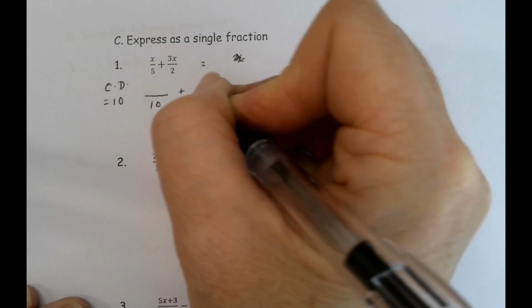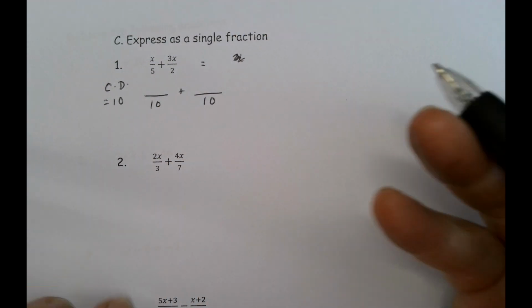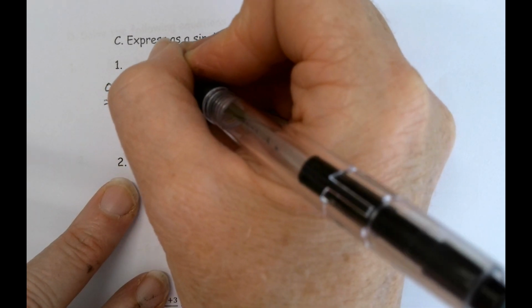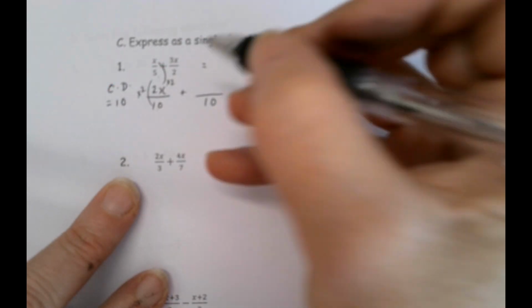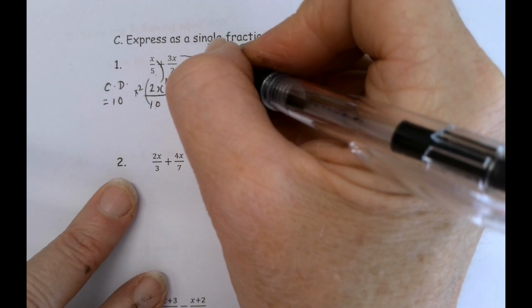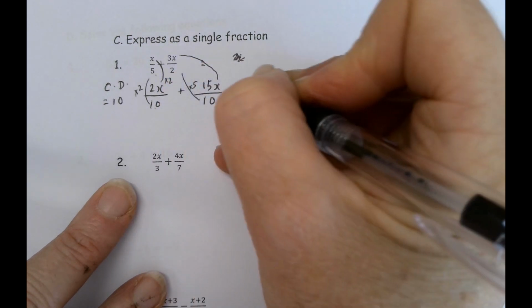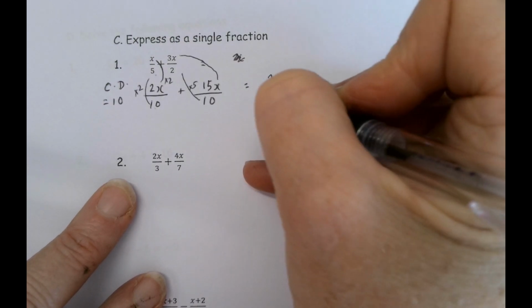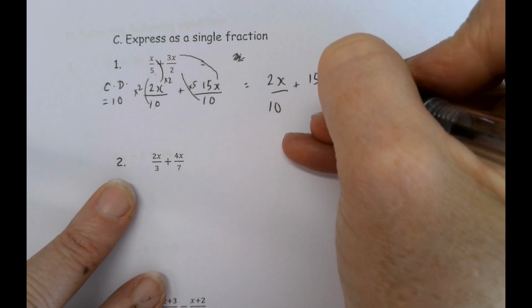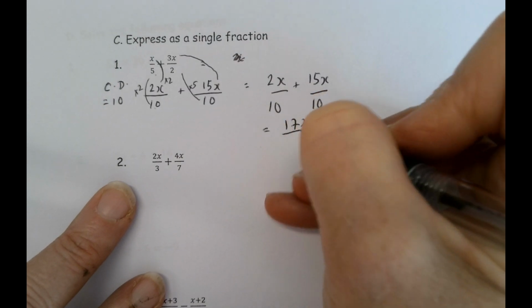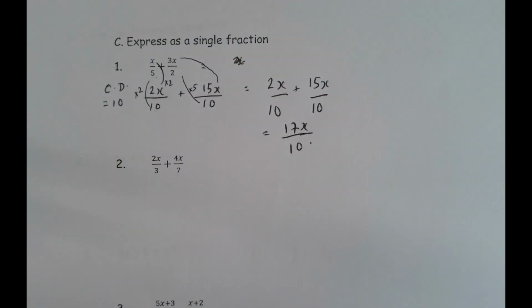10 plus 10. Okay, so 5 goes into 10 2 times. So x is going to multiply by 2 as well. So that's 2x over 10. And 2 goes into 10 5 times. So I've got to multiply 3x by 5 as well, which is 15x. So I've got 2x over 10 plus 15x over 10, which equals 17x over 10. Okay?